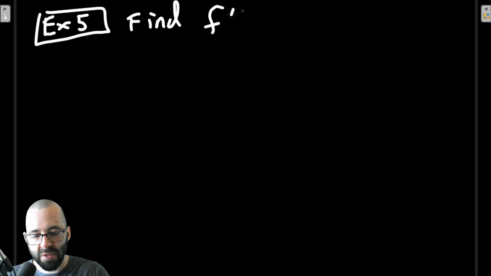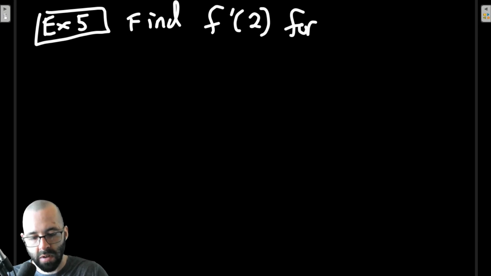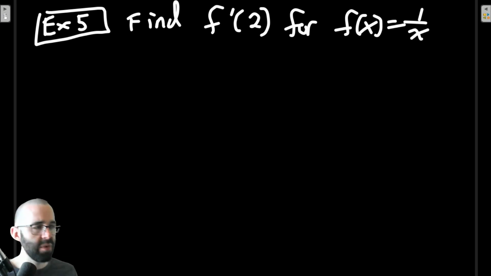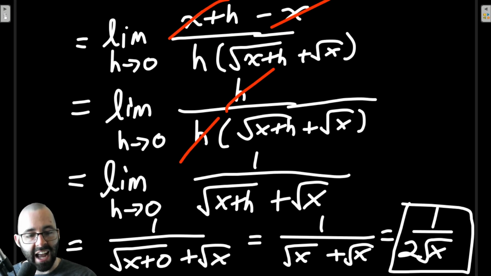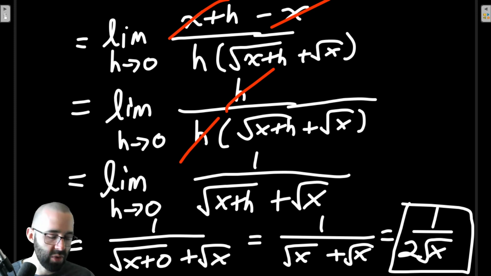Find f prime of 2 for f of x equals 1 over x. So this one's a little different than before. We need to find the derivative still. Derivative, slope. But instead of finding the derivative for any x, right, we found that the derivative for any x was 1 over 2 root x. This was the derivative for anything. It was the slope function.